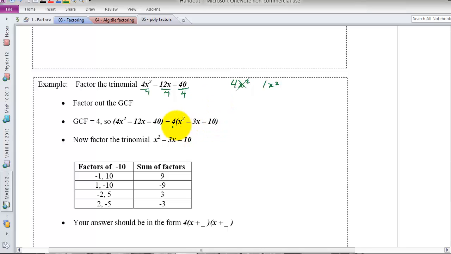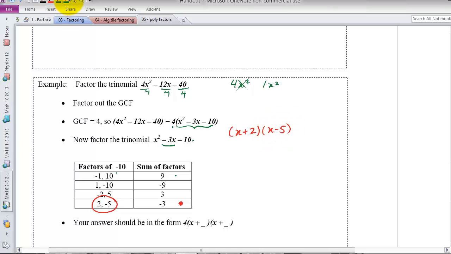So now let's just concentrate on this trinomial. We want two whole numbers that when multiplied give negative 10. So here's a list of those ones. And when we add up those whole numbers, these are the sums we get. And we're looking for something that sums up to negative 3, which is this. That tells me these are the two terms used in the binomials. So x plus 2 multiplied by x minus 5.